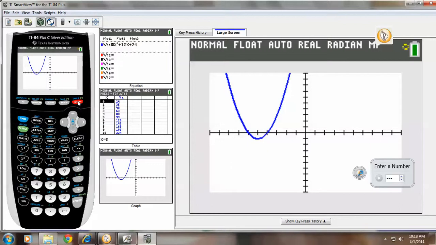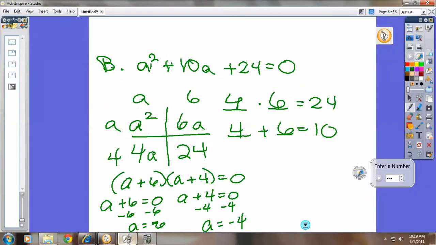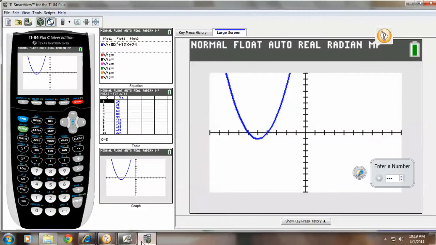Do we in fact have, we call those zeros, do we have solutions or do we have zeros at -4 and -6? Yes, isn't that what we found when we did it by hand? When we factored? We have solutions at -4 and -6. That's what we mean by solutions. Solutions are where we call those zeros, where your graph crosses that x-axis. Well, our graph is crossing here at -4 and -6.